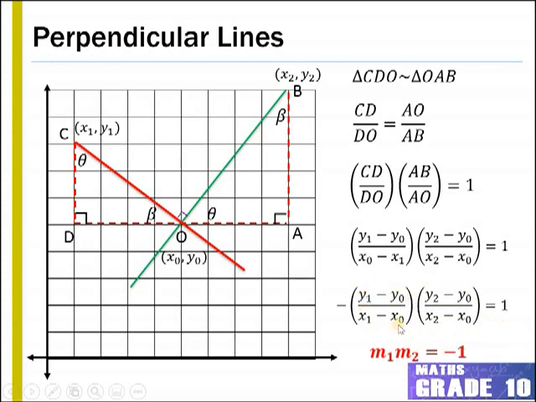Or in other words, m1, the gradient of the first line, multiplied by m2, the gradient of the second line, is equal to negative 1. This is always true for perpendicular lines.